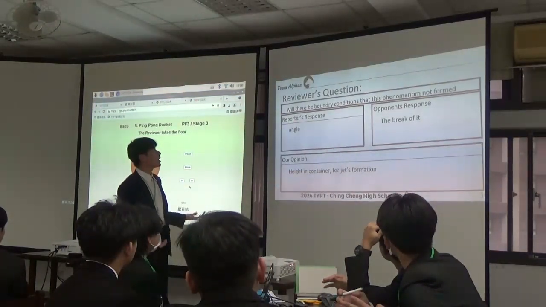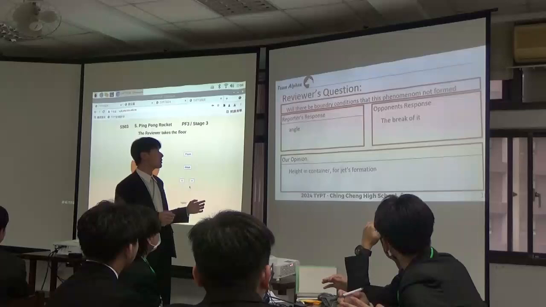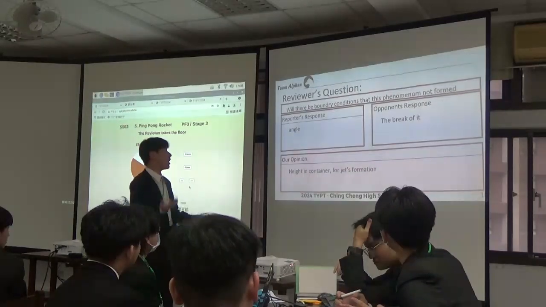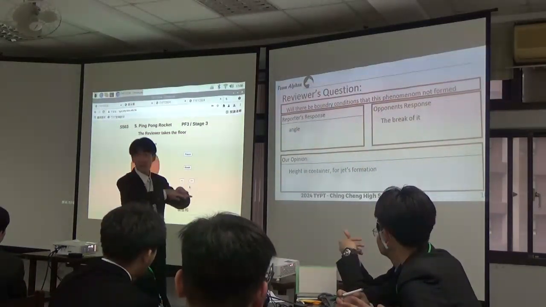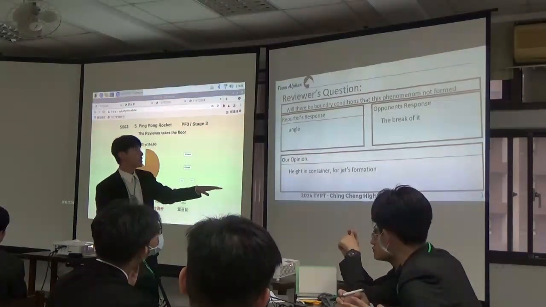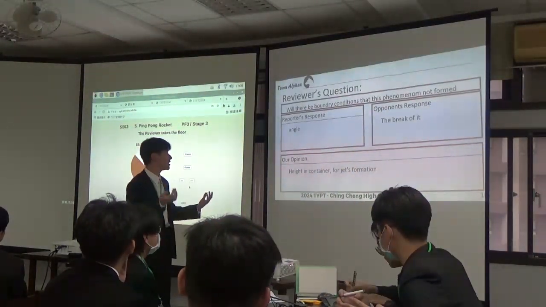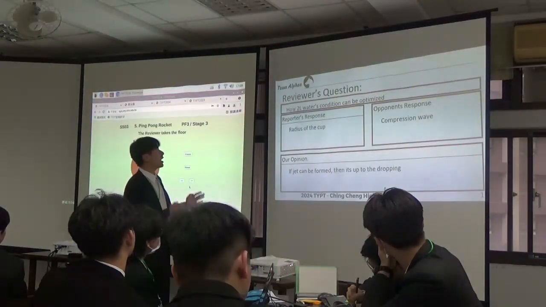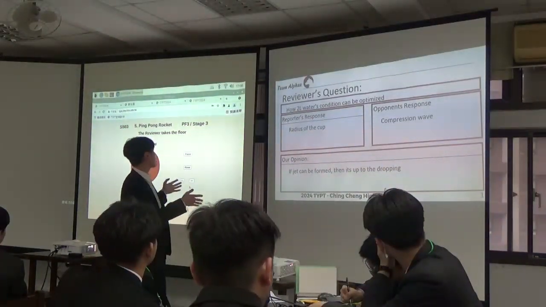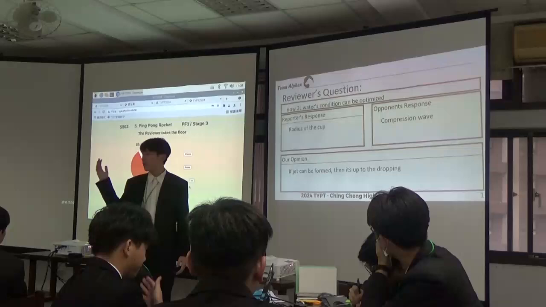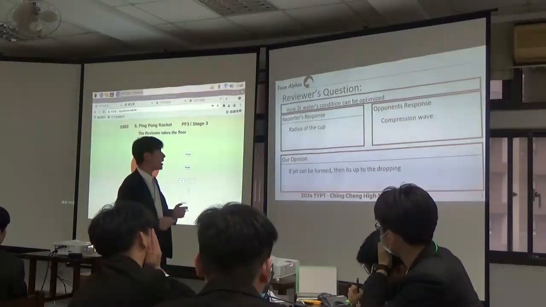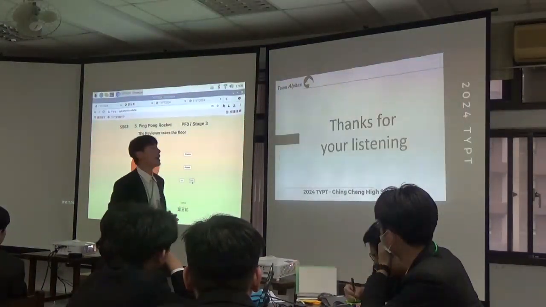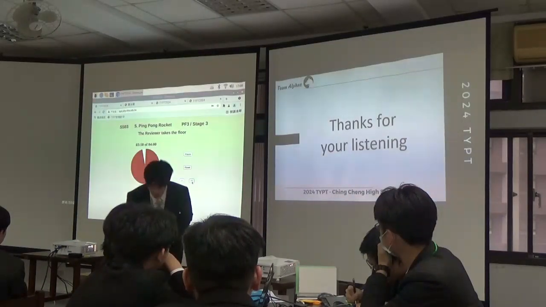Also, will there be boundary conditions under which the phenomenon will not be formed? The reporter responded with the angle and opinions like the break of the container, and we think that the height of water in the container is also important, as the jet's formation will be considered. If the jet is not formed, this phenomenon won't happen. And also the optimization of how the water's condition can be optimized: the reporter responded with radius, and the opponent said the compression wave, and our opinion is that if the jet can be formed, then it's up to the dropping heights. That's all of my review, and thanks for your kind attention.